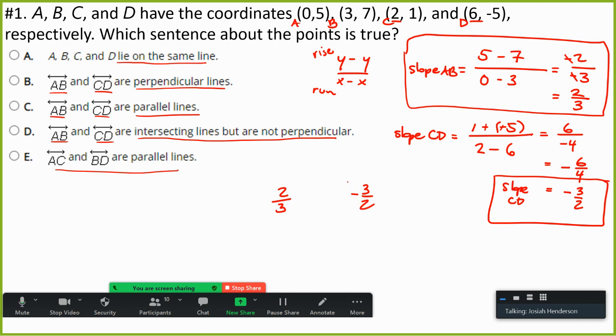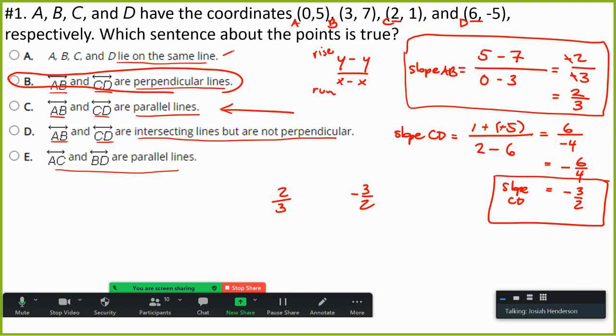So one slope is 2/3, the other one is flipped and negative. Opposite reciprocal. So therefore, we don't have to find any equations. We're done. We know that they're perpendicular. And there's only one option that mentions perpendicular. So we're done. If we had gotten two equal numbers, we would want to choose parallel for AB and CD. And in fact, if we had gotten two equal slopes, like 2/3 and 2/3, my first guess is let's go with parallel lines.